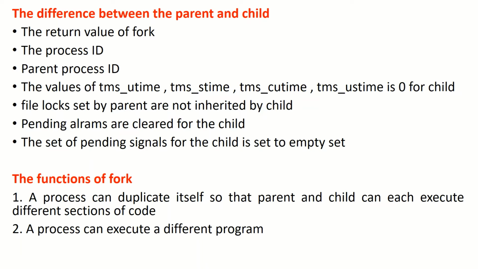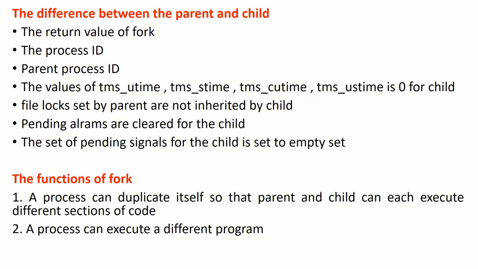The values of times, the user time value, the set time value, and the current time value: the user time value is 0 for the child. Initially, all the values are set to 0 when the child process starts. Later, when those values are printed, such as the process ID and other values, the corresponding time values are changed. Initially, it is 0.